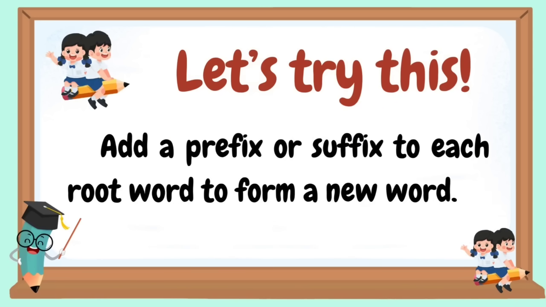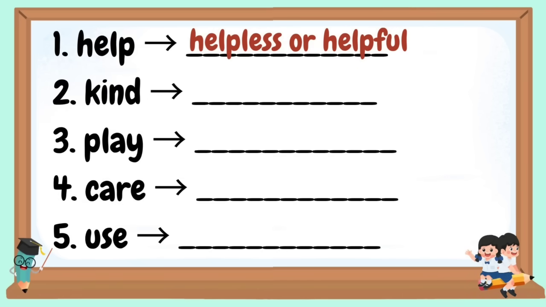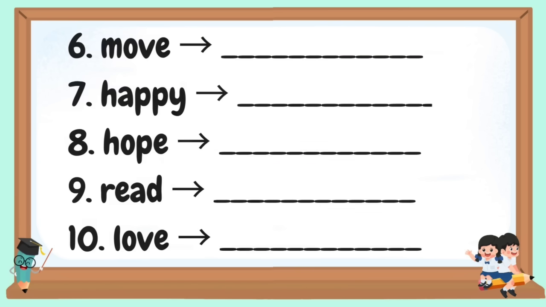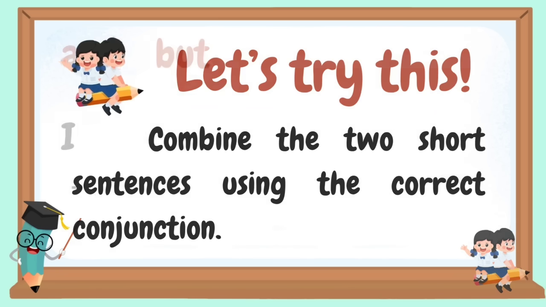Let's try this. Add a prefix or suffix to each root word to form a new word. Let's try this. Combine the two short sentences using the correct conjunction.